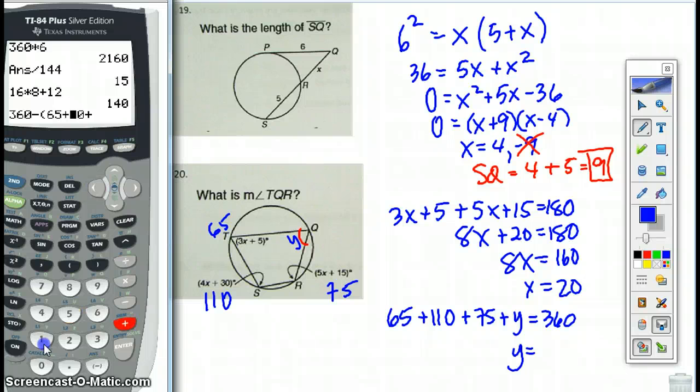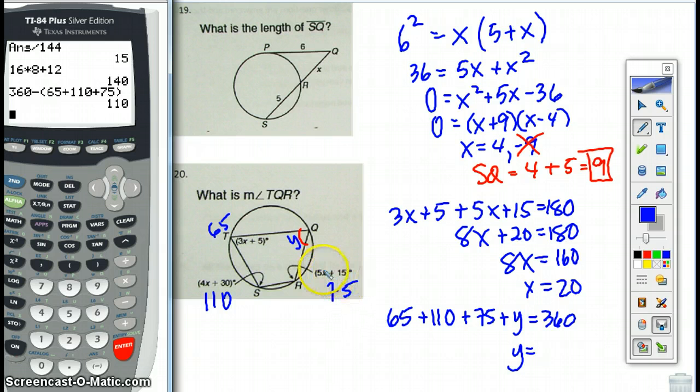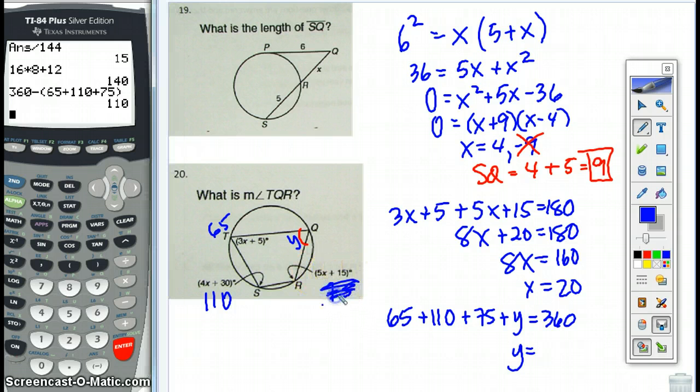65 plus 110. It's the other one plus 75. And indeed, let me just double check that answer, is 110. I've just noticed I made a mistake. Here it was 5 times 20 is 100 plus that is 115. So this one should be here.